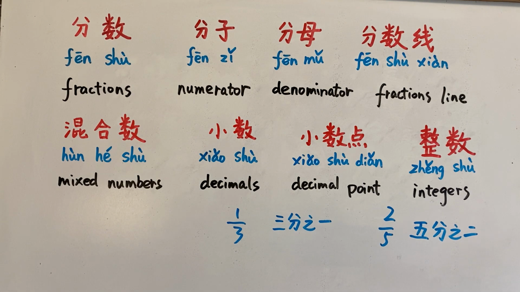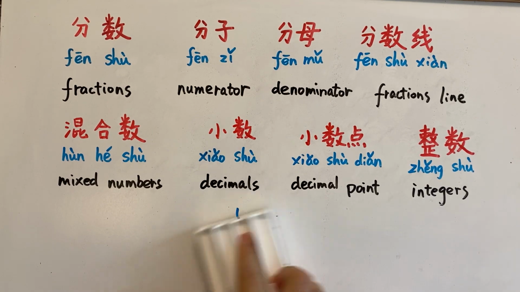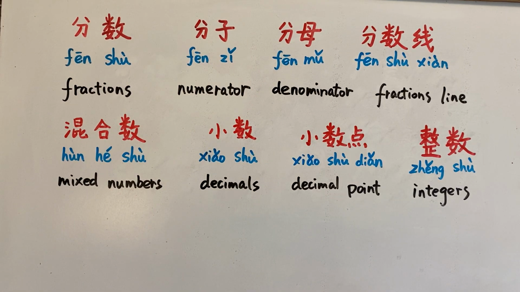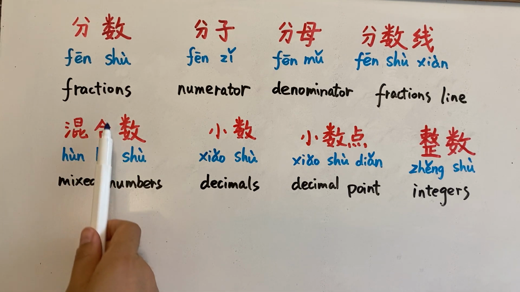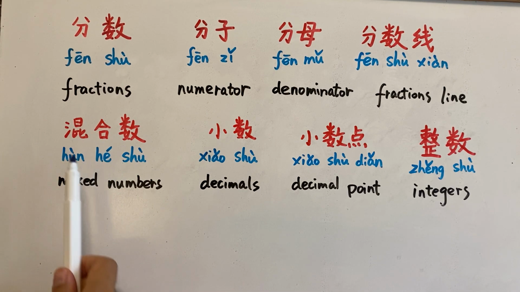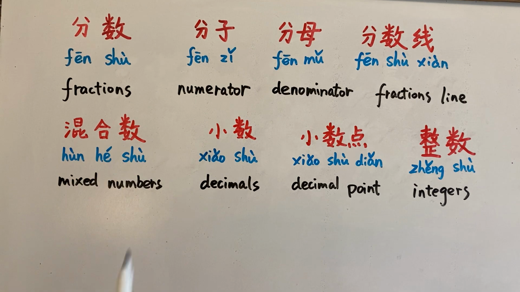And besides that, we also have mixed numbers. In Chinese, we call mixed numbers 混合数. 混合, the first two characters, is mixed. 数 is numbers. 混合数.